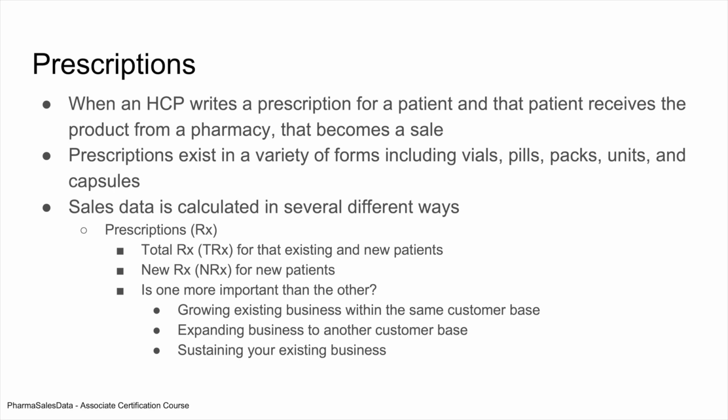That's always a good question. It depends upon what you're looking at. So if you want to grow your existing business within the same customer base, you want to look at growing business. You want to look at new RXs in that case. Expanding your business to another customer base. If you're expanding your business because you have a new indication, you would look at new RXs in another area. And then sustaining. Sustaining may be that you want to continue to write or have your HCPs write prescriptions to the same patients, therefore growing your TRX. So it all depends upon what you're looking at from a sales perspective and also from an incentive perspective. And there'll be a whole chapter on incentives later on.